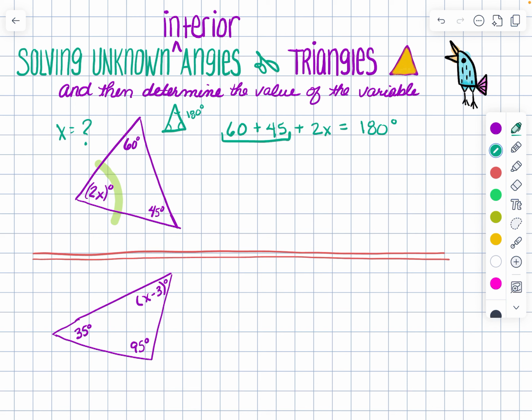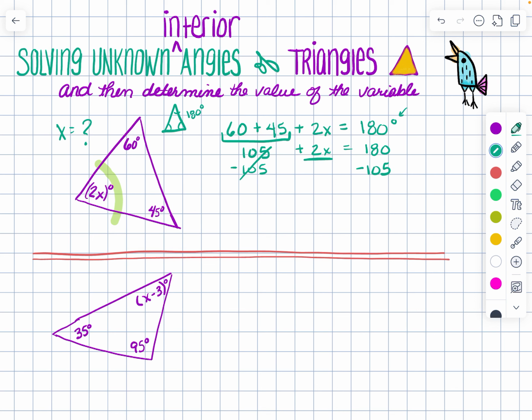So to do that, we're going to add 60 and 45, and that equals 105. Then I'm going to bring down the 2x and bring down the 180. And then I put the degree on here, but I'm going to leave them off until the very end, just so you know. So I'm going to subtract 105 from both sides because our goal is to solve for x. So eventually we want to get that by itself.